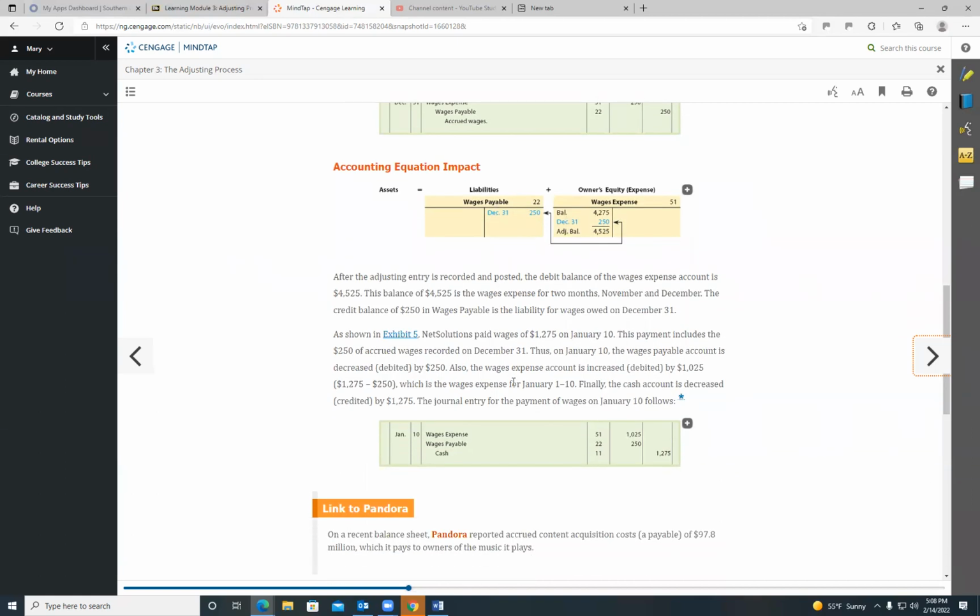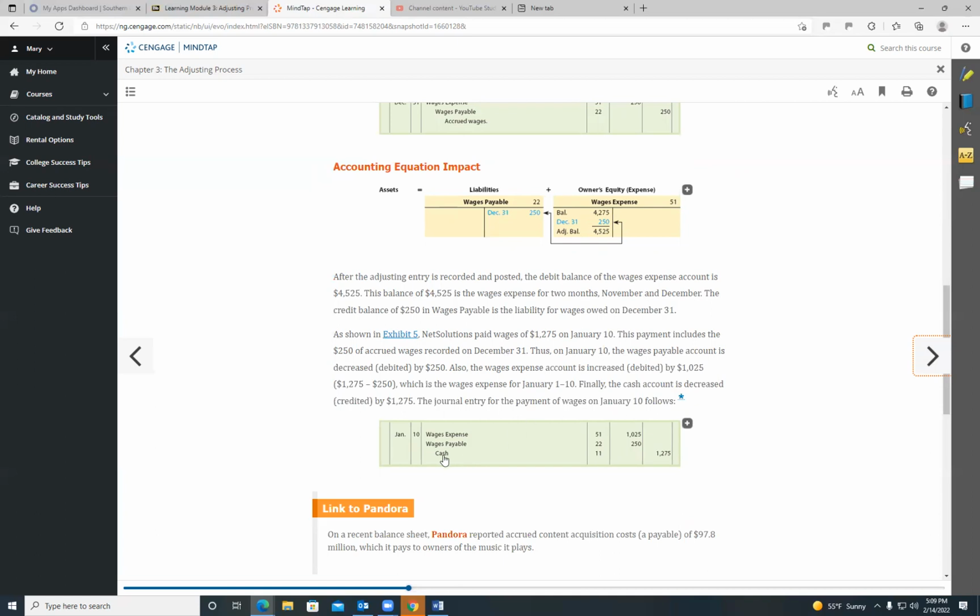Now it's January 10th and it's payday. So Net Solutions has paid their wages and they paid a total of $1,275 on January 10th. And this payment does include that $250 of accrued wages recorded on December 31st. So how does the journal entry look for January 10th?